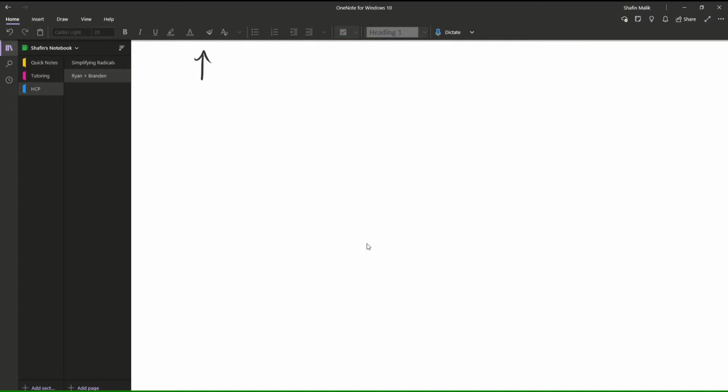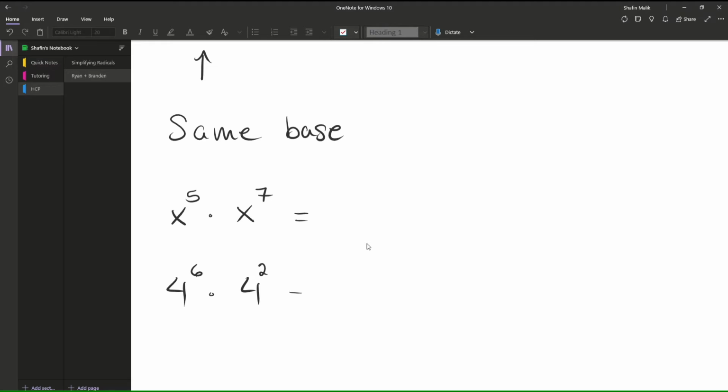The first method of multiplying exponents involves multiplying exponents with the same base. In these cases, we will have a variable or a number, such as x or 4, for instance, and we will multiply them with another instance of the same variable or number. However, they may have the same or a different exponent. In these cases, all we have to do is combine the variable or the number into one unit and add the exponents.